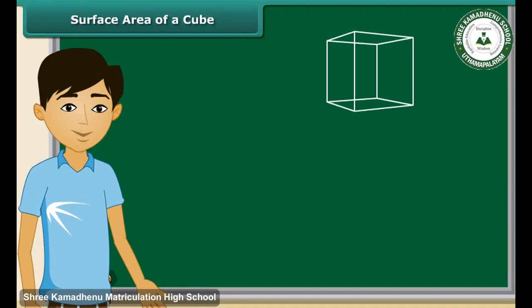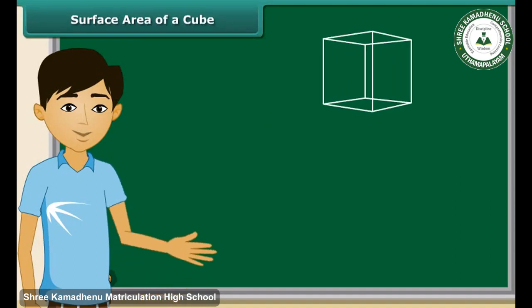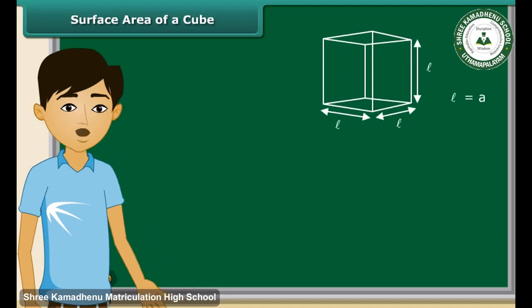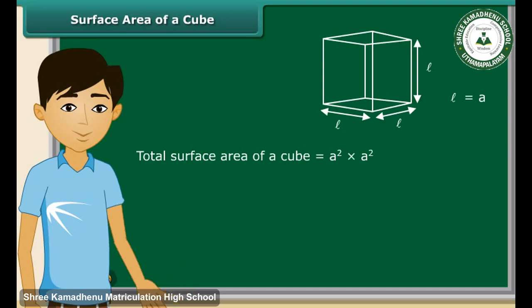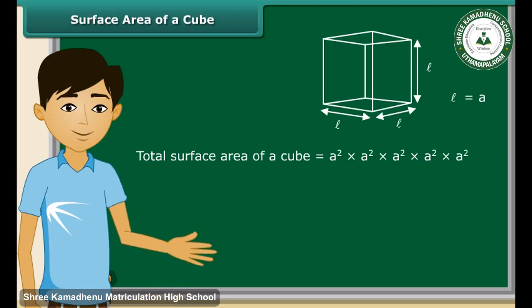Look at this cube. It is easy to see that the cube has six sides and each side is a square. Now to derive the formula of the surface area of a cube, let the length of one side be A. Since there are six sides, the total surface area is A square plus A square plus A square plus A square plus A square plus A square, which is equal to 6A square.